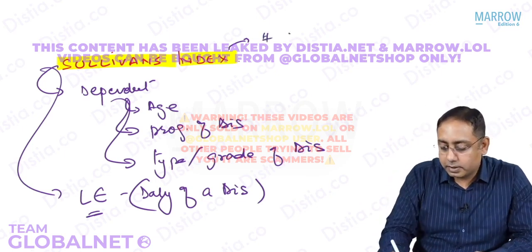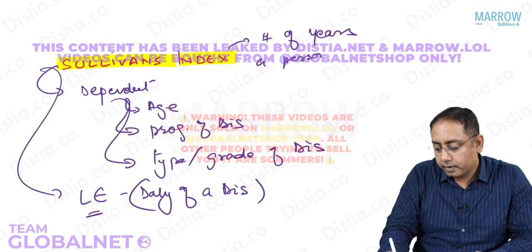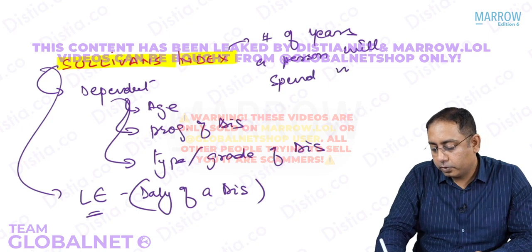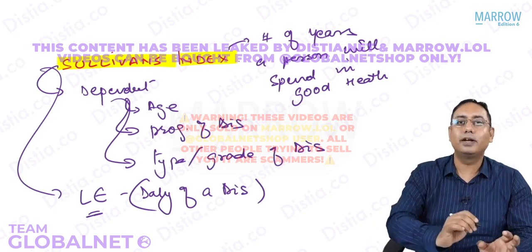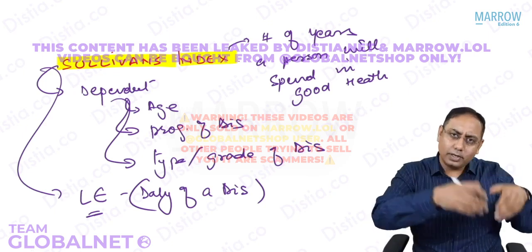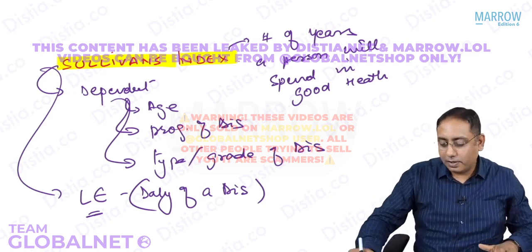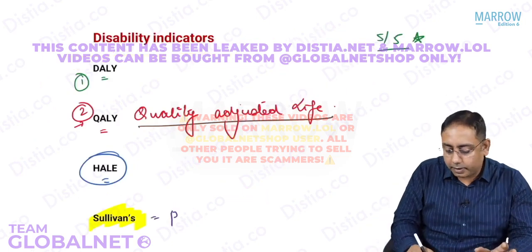The number of years a person will spend in good health, free from disability or premature death, that is the Sullivan index. It will be dependent on what type of disease, what grade of disease, at what age that person will get. So Sullivan, just remember that Sullivan is only an individual. It is a person type indicator.